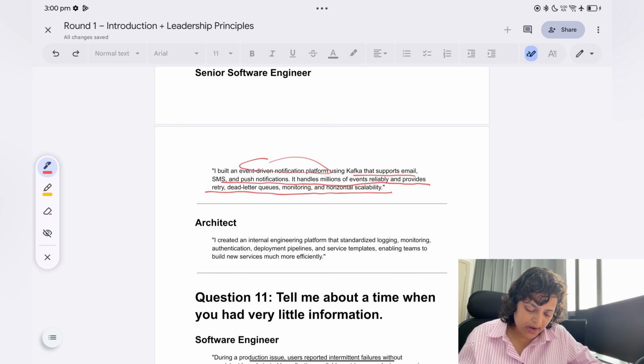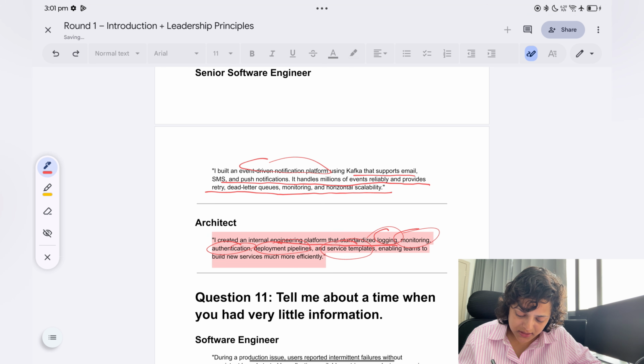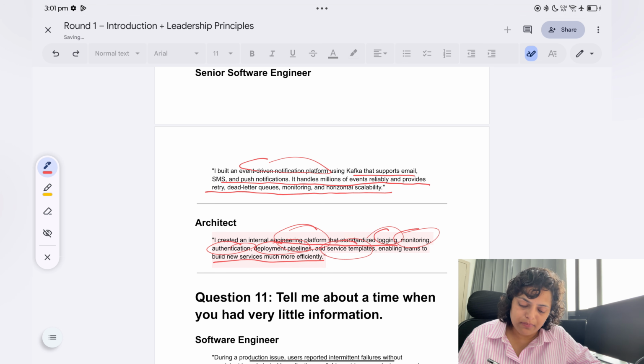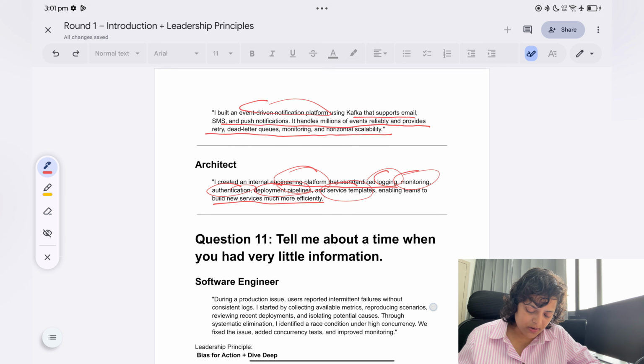Okay. Now the architect, what he will say is that I created an internal engineering platform that standardized logging, monitoring, authentication, deployment pipeline, and service templates, enabling teams to build new services much more efficiently. So he is talking here about an engineering platform, and he's building all the things which get used by all other projects, other teams, and they don't need to put that much effort into that particular task.